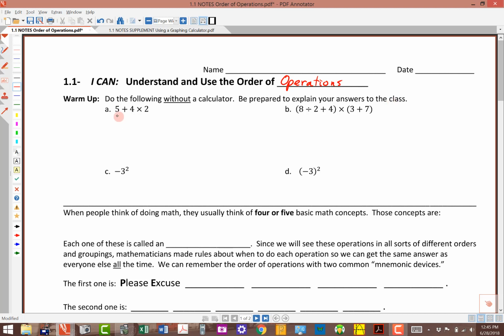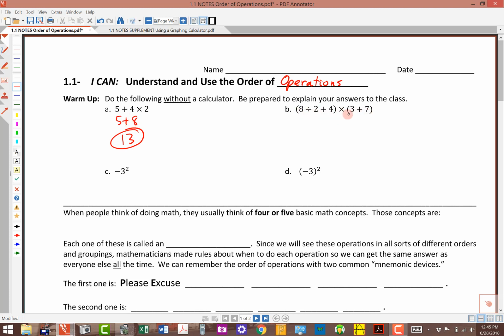So let's see, we've got 5 plus 4 times 2. We're going to do the multiplication first. So 4 times 2 is 8. Then we're just going to do that last operation. We're going to add these together and we're going to get 13. I always like to circle the answer so we can tell the difference between our work and what we think the answer is.